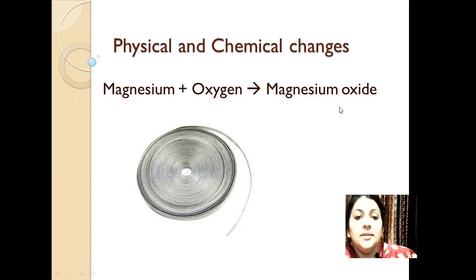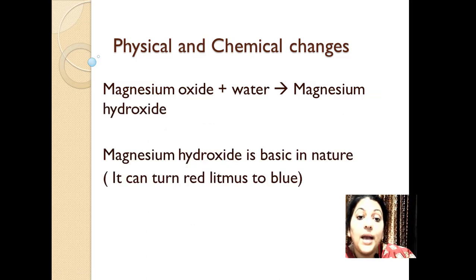Now another chemical reaction is, suppose we have added 2-3 drops of water into this magnesium oxide and we made a paste. You have seen that magnesium oxide is a white powdery substance, right? So suppose you are adding 2-3 drops of water into that. What happens? Magnesium oxide chemically reacts with water to form magnesium hydroxide.